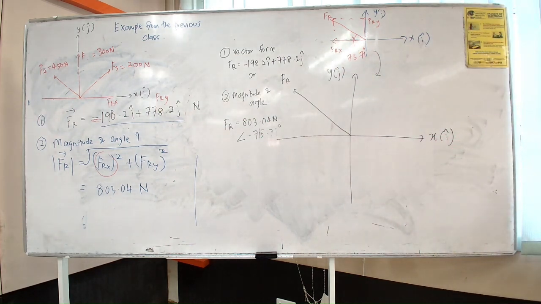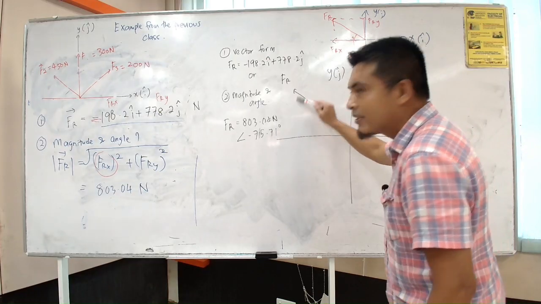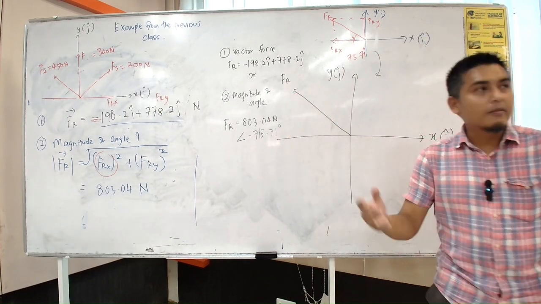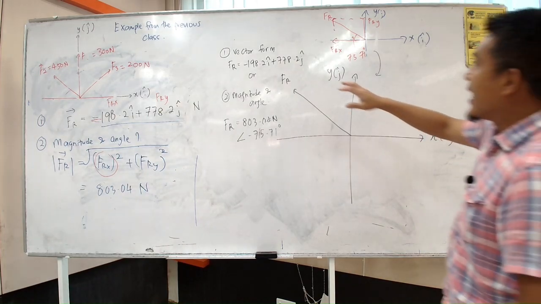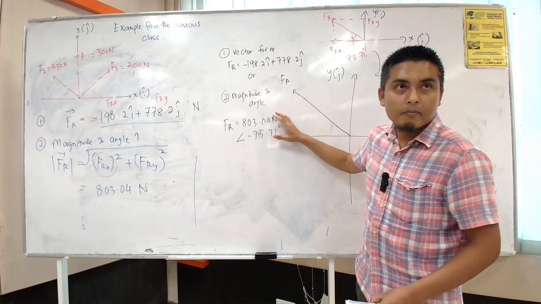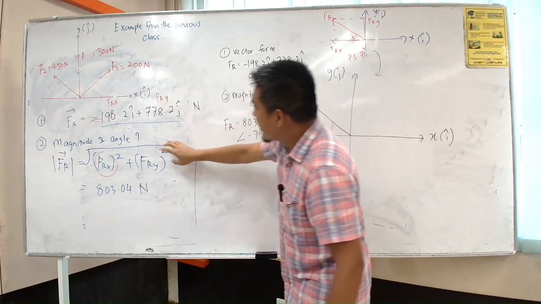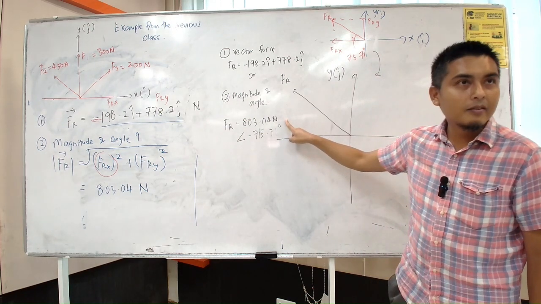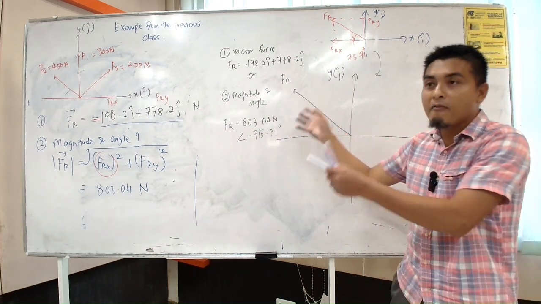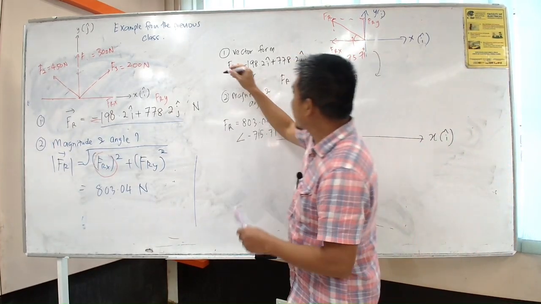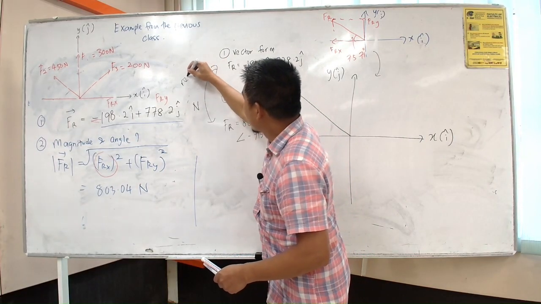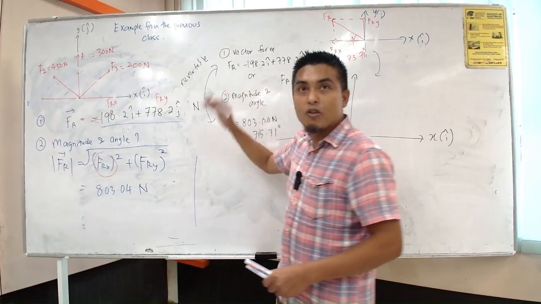Or, I can ask you also, find the FR in magnitude and angle. So, this is the answer. So, it means that you can convert the force either in magnitude and angle or in the vector form. Actually, these information are the same. Because if you use the formula of magnitude and angle, this is your answer. If you use some formula, then you can convert this one to the vector form. So it means that this is revertible.